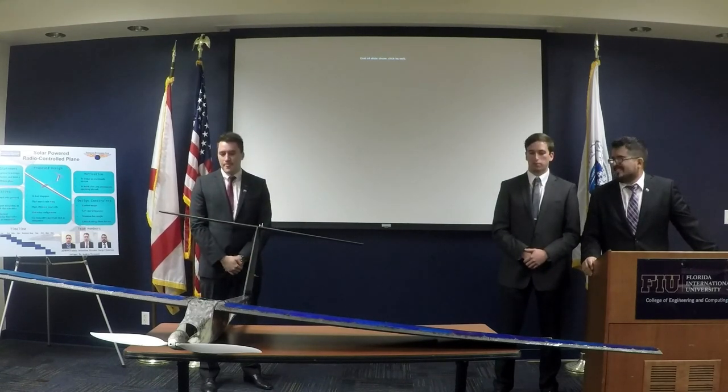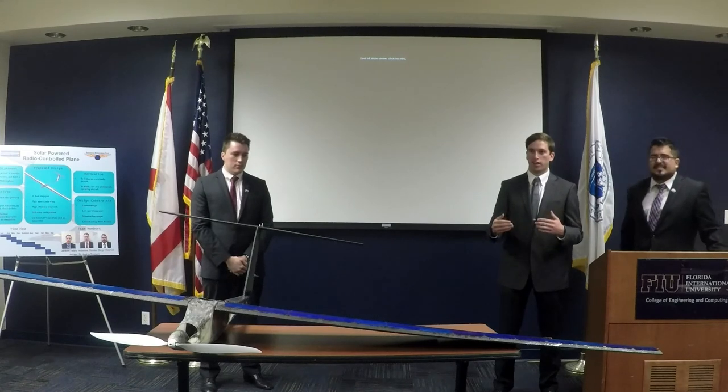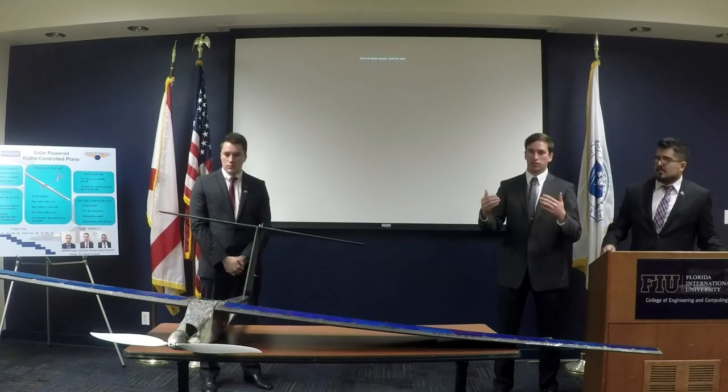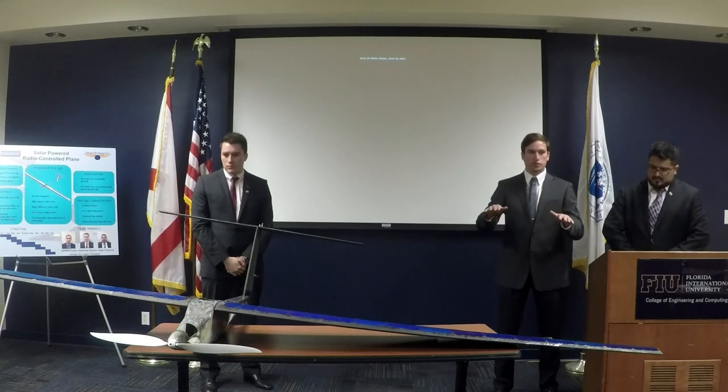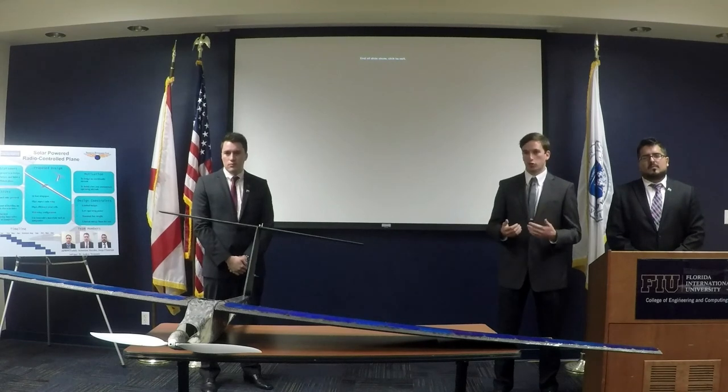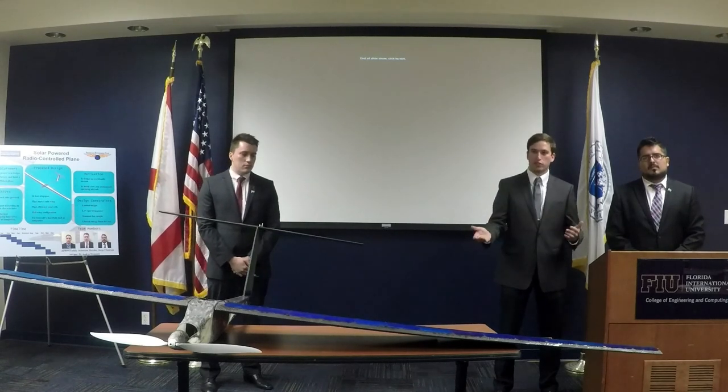In the future, we're hoping to look into a molded design where the solar panels are incorporated into the mold for the wing so that they're all laid up at the same time. That way we have a perfectly flush solar panel on the outside of the wing. And hopefully we don't have any residual stresses from adding those panels after the wing is on. Yep.